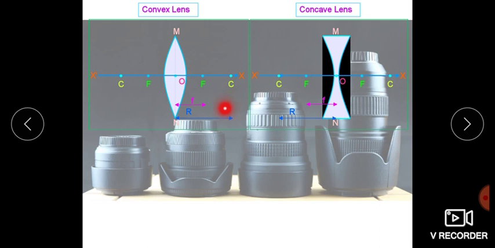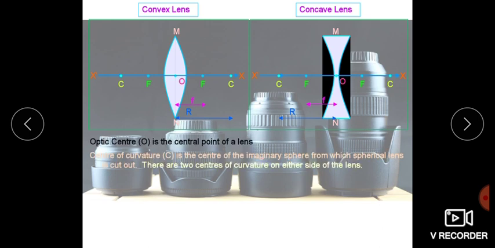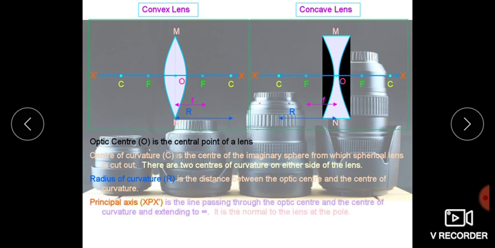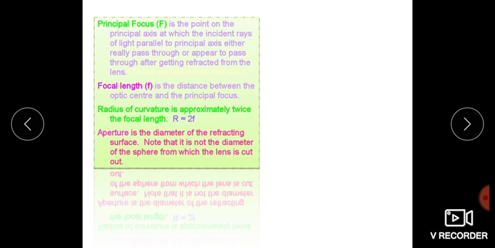In general, as I said, we mention it as 2F. The distance from the optic center to F is known as the focal length, and this here is the radius of curvature, from the center of curvature to the curved refracting surface. So we have the optic center, two centers of curvature on both sides of the curved surfaces, and a principal axis. After the principal axis, we have the term known as principal focus.